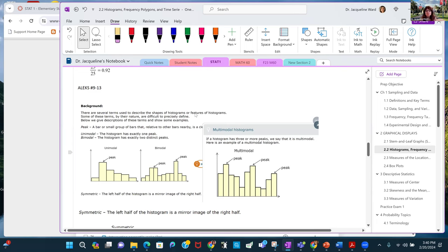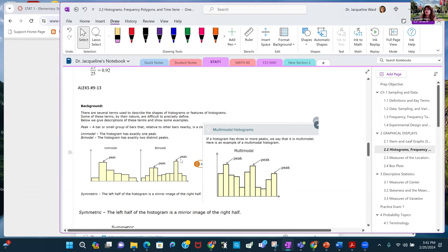There are several different terms we use to describe the shapes of histograms, or different features of histograms. We can talk about a peak, like here or here. A singular peak in a histogram, we would call a unimodal histogram. Here you have a bimodal histogram because there are two peaks. And here we have three peaks. If you have three or more, we just say it's multimodal.